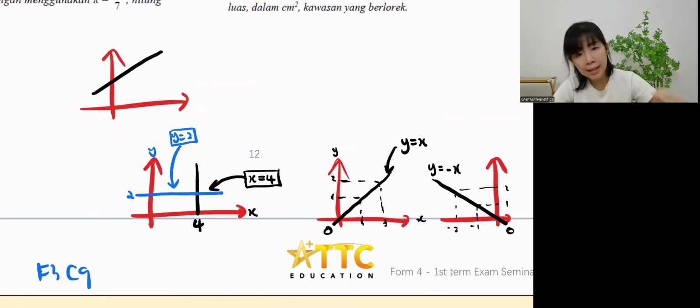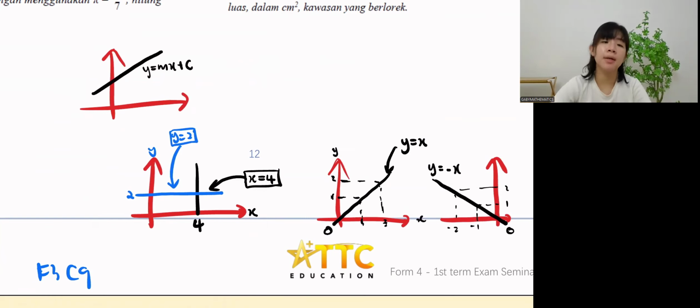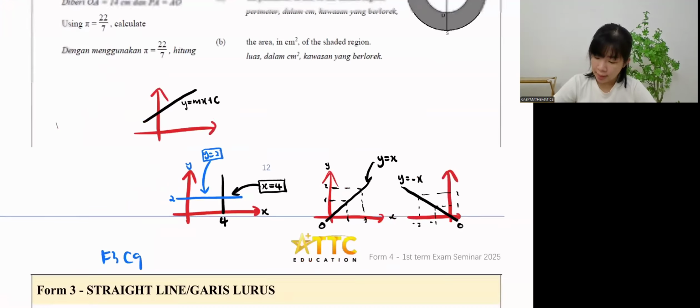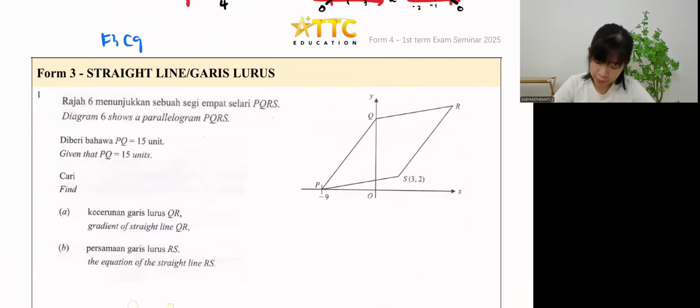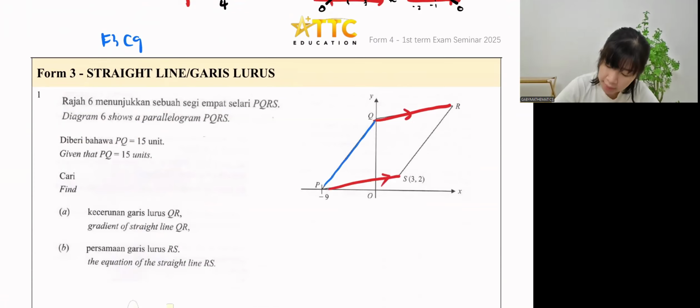If it's a slant line, it is always y equals mx plus c. This one doesn't have any specific answer yet, because we don't know the gradient and we don't know c. But when you see a slant line, y equals mx plus c. Now let's look at the first question. It is a parallelogram, segi empat selari. The characteristic of a parallelogram is that the opposite sides are parallel to each other.